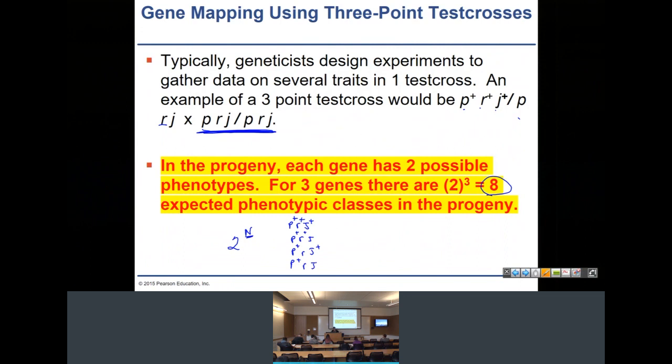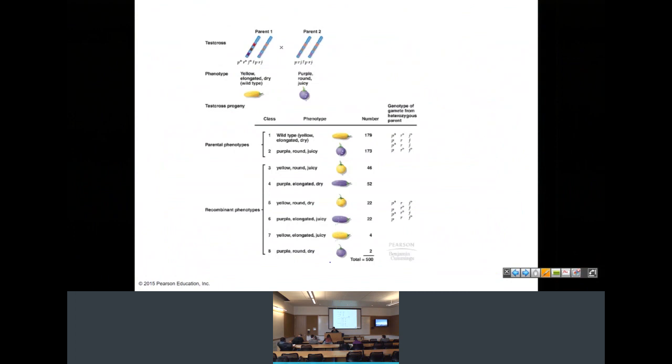And then, after you write them down, you put the exact number, not a percentage, the exact number of offspring that you have of each of those classes down in your chart. So here's your chart, right? So you had yellow, elongated, dry, purple, round, and juicy. And you put the exact numbers. Then, yellow, round, juicy, purple, elongated, dry. You write down all 8 classes and the exact number of offspring in each one.